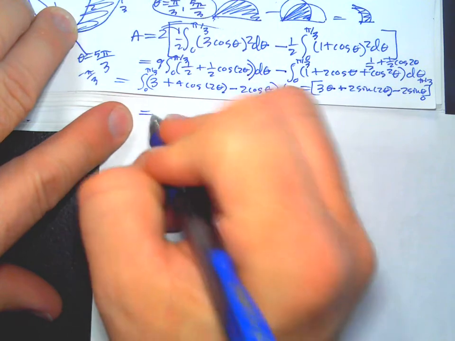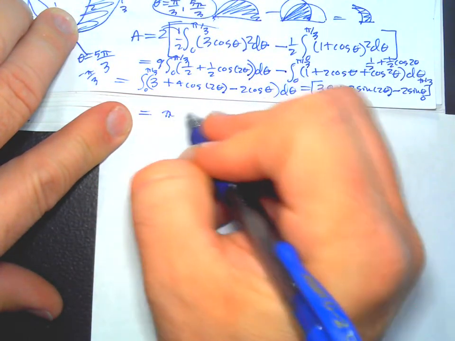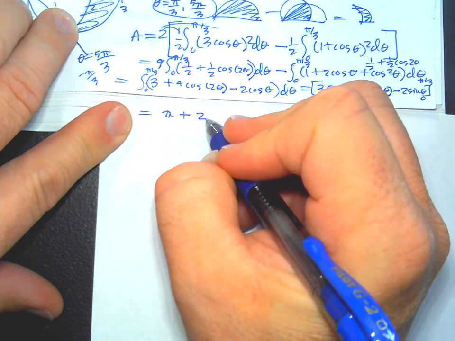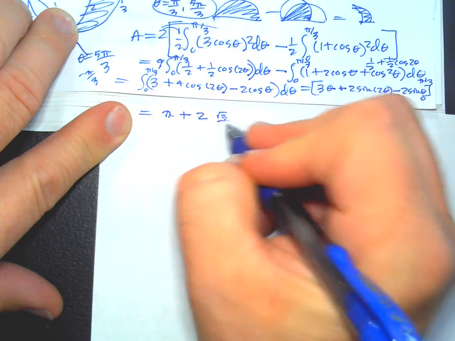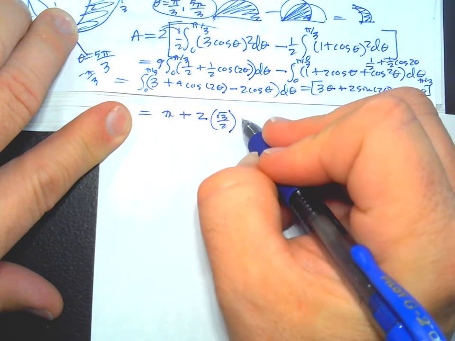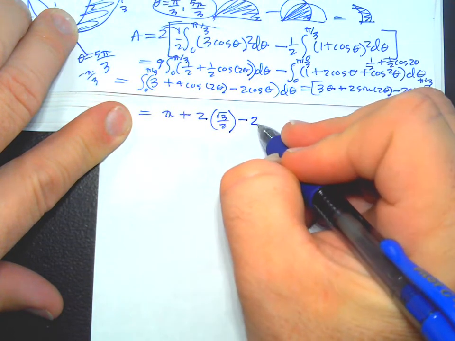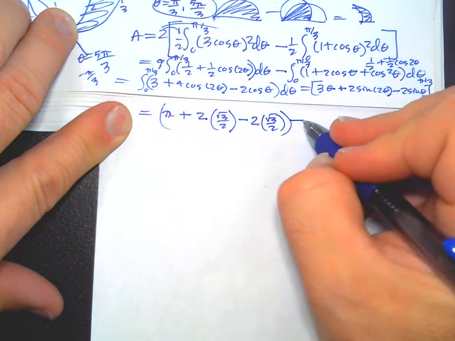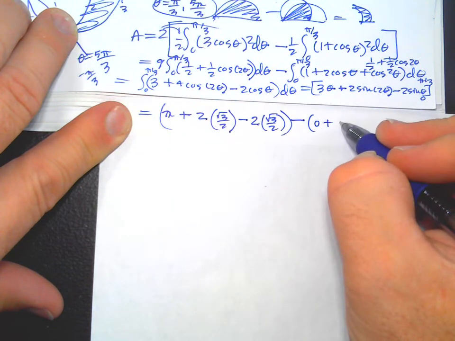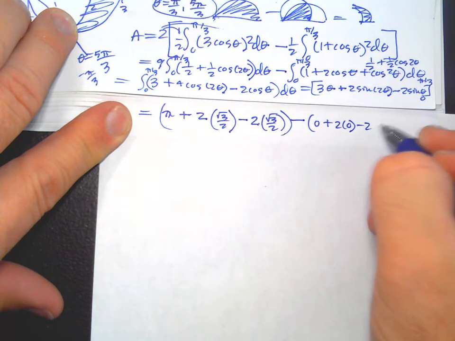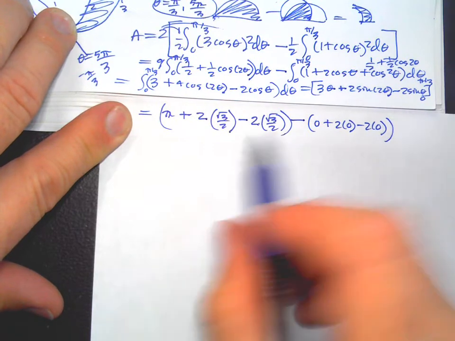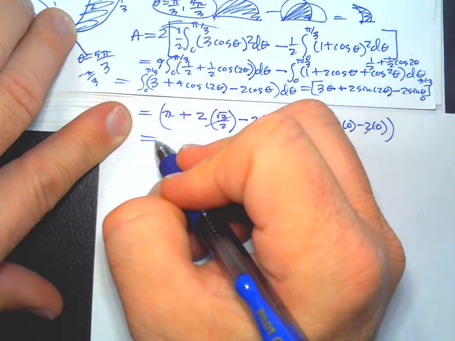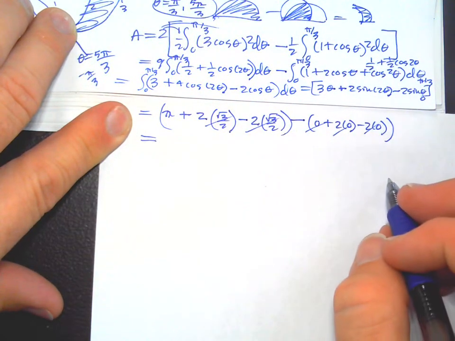So we're going to plug in pi over 3 and get pi plus 2 times sine of 2 pi over 3. Well, the reference angle pi over 3 gives you root 3 over 2, and it's positive in the second quadrant, minus 2 times sine of pi over 3, which is root 3 over 2. And then you plug 0 in: you get 0 plus 2 times sine of 0 is 0, minus 2 times sine of 0 is 0. So these two terms cancel each other out, and these are all 0. So it looks like the final answer is just pi.